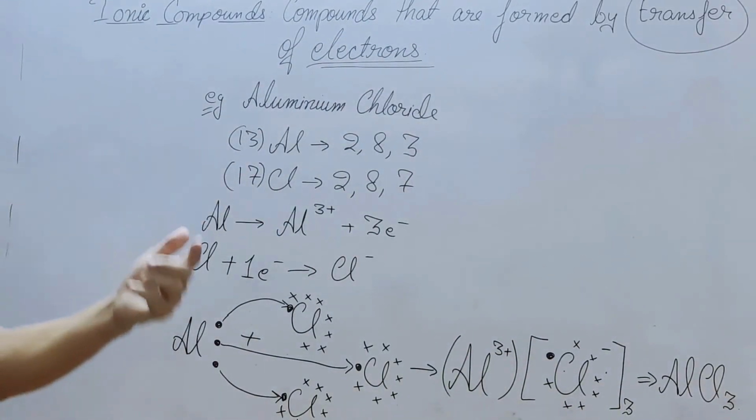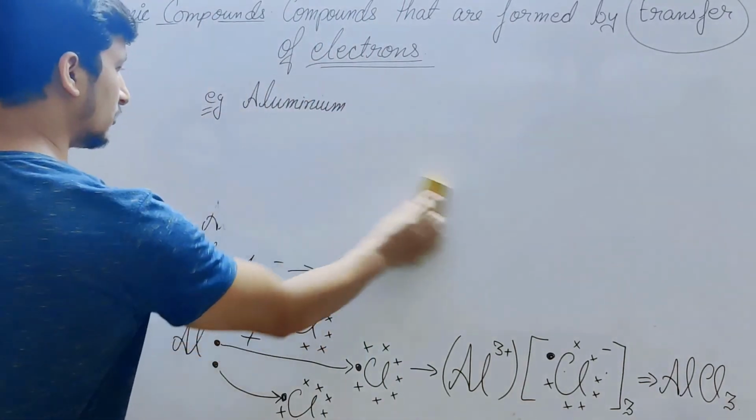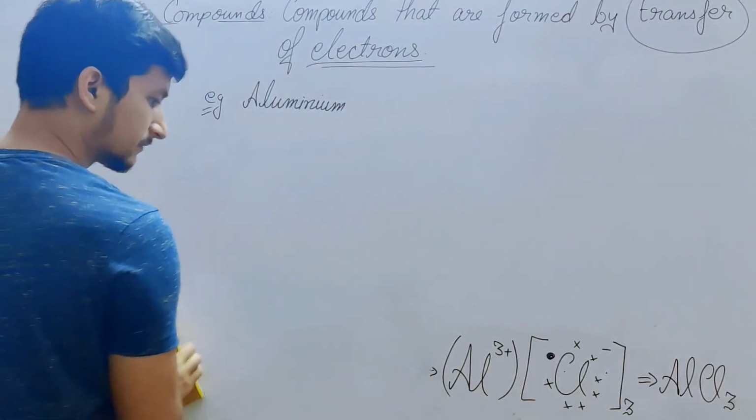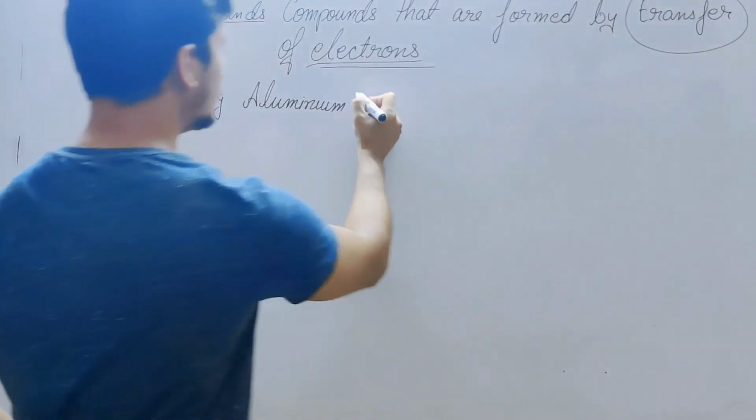Now, moving forward to aluminium oxide. Let us take the example of aluminium oxide, how aluminium oxide is formed. Aluminium oxide.